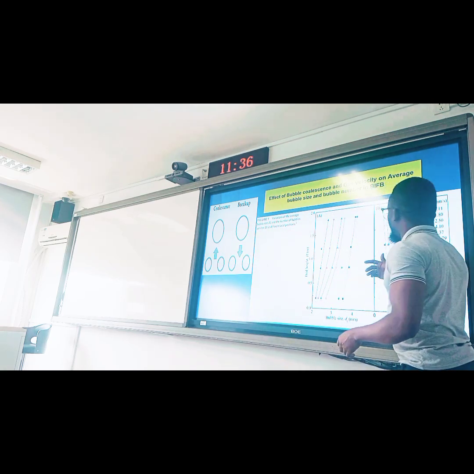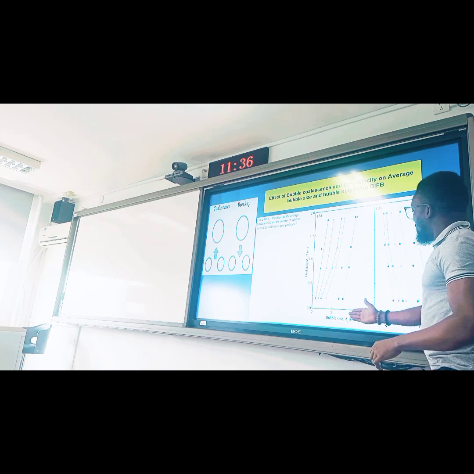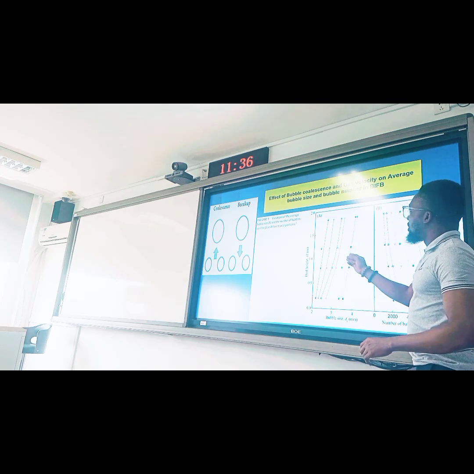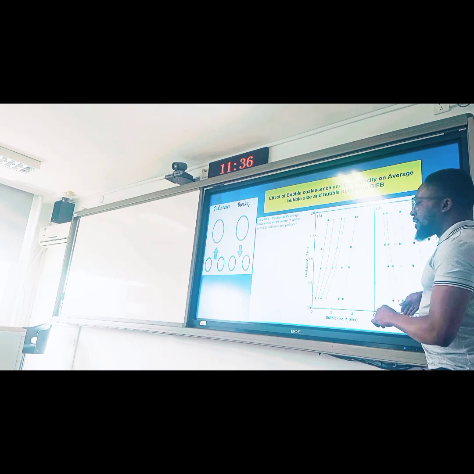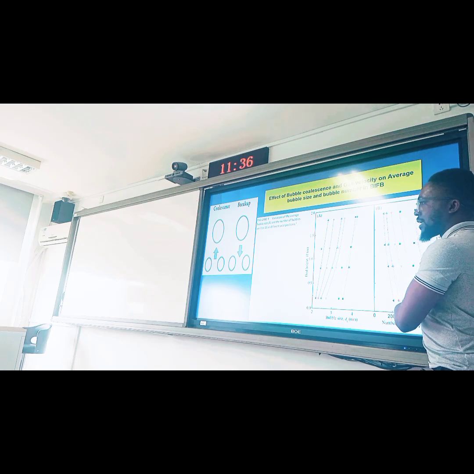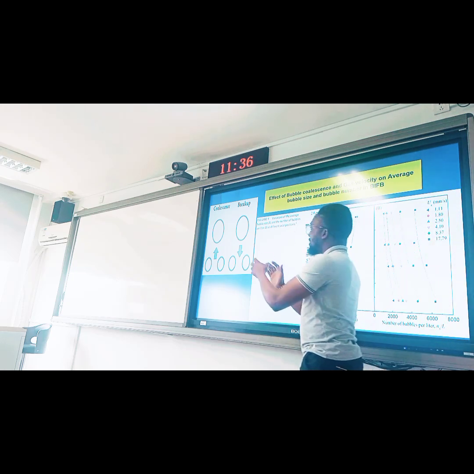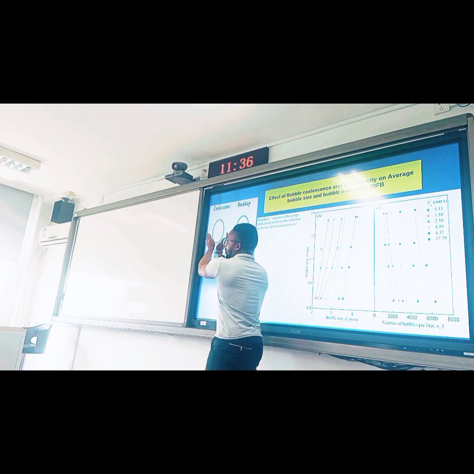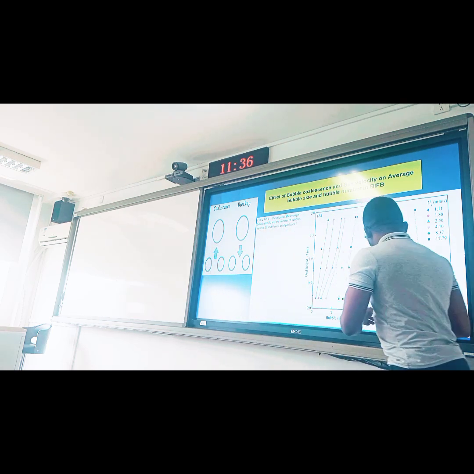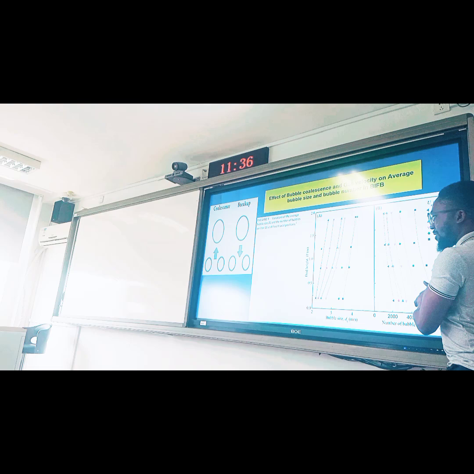From this graph, you can see that the bubble size increases with the axial position, while the number of bubbles per liter decreases. Why? If the bubble size is increasing, it simply means there is more of the bubble coalescence process, and the number of bubbles is decreasing.